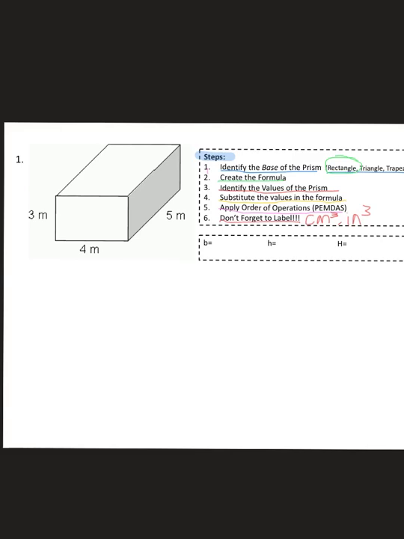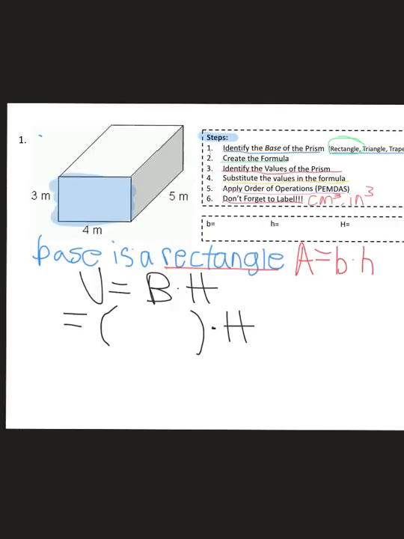All right, so we need to identify the base of the prism. So as you can see, the base of our prism is a rectangle. As you can see right here, I'm going to fill it in. That is a rectangle. So if we know the base is a rectangle, now I need to find out what area formula I'm going to use. So I come over here. I need to find the area formula for a rectangle. So I need to use area equals base times height. All right, so we discovered that the area of the base is base times height. So remember, volume equals base times height.